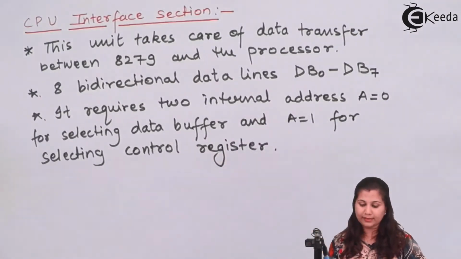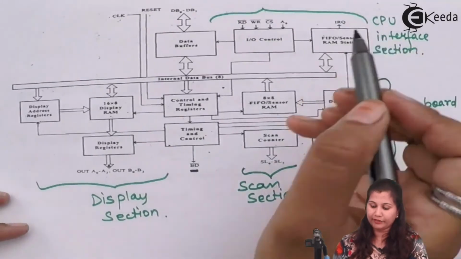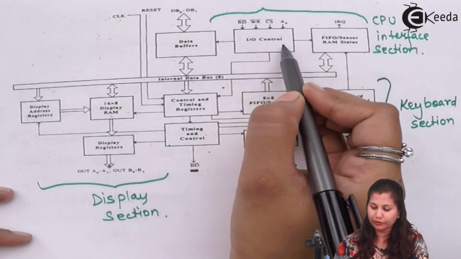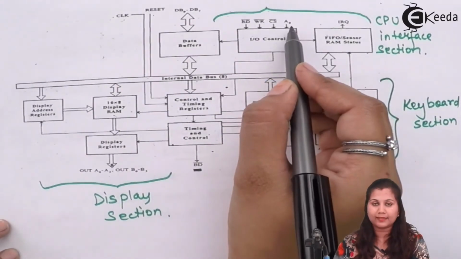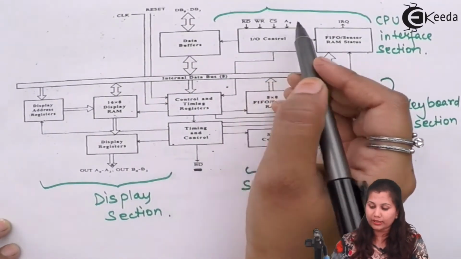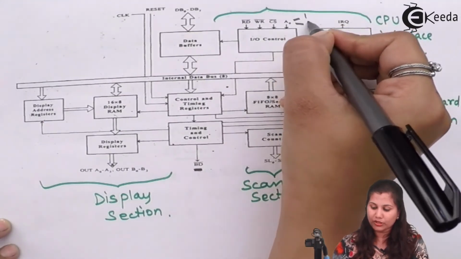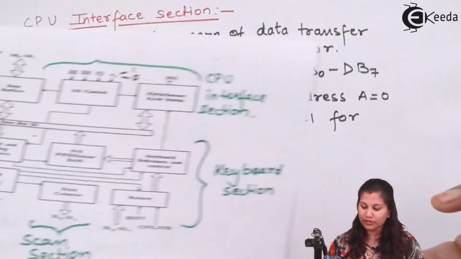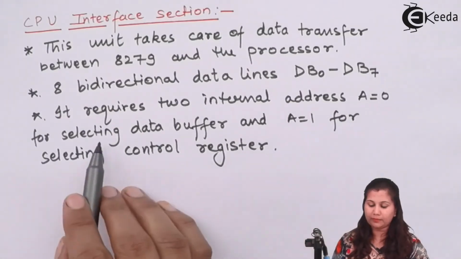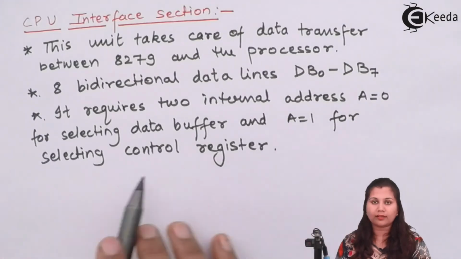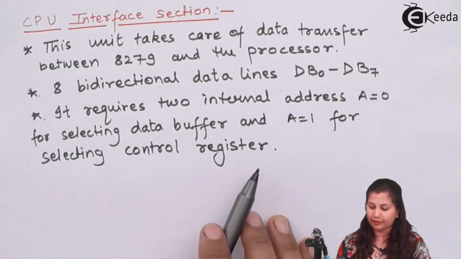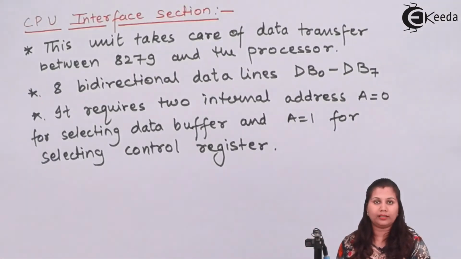Now you can see in the CPU interface section that we have different signals at the input output control. One is the read, write, CS bar, which is chip select, and this A0. Now this A0 can be at logic 1 and at logic 0. When the value of A0 is 0, then the data bus buffer will be selected, and when A0 is equal to 1, then the control register will be selected. So it has two internal addresses, one for the data bus buffer and one for the control register.